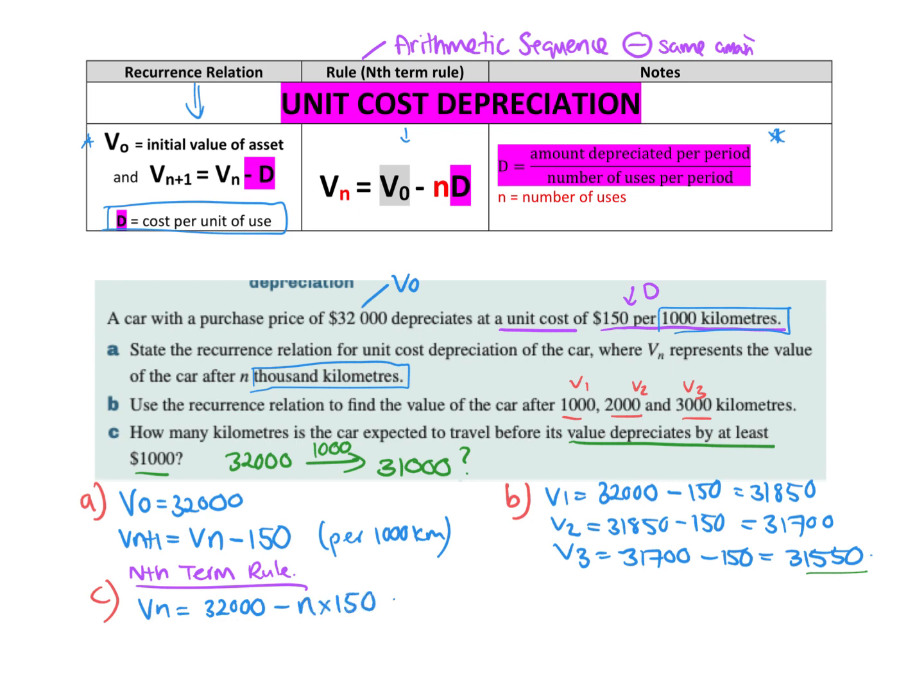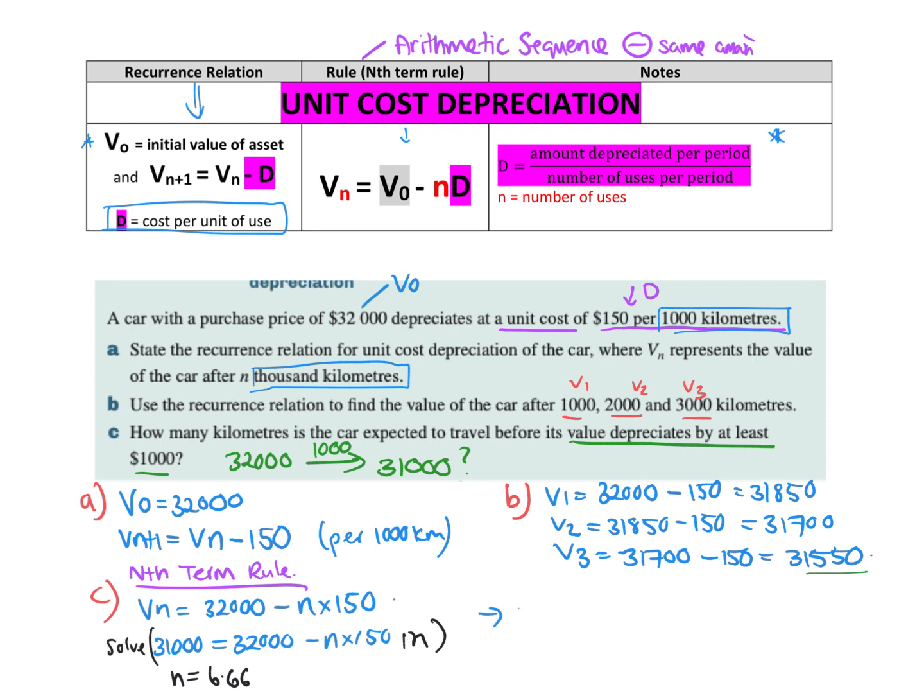Okay, I want to know when it's going to be 31,000. So I pop that into the rule. I'm going to use solve to find out what n was. So solve, comma, n. Oops, sorry. And I get n equals 6.66. Okay. So it wouldn't be there yet.